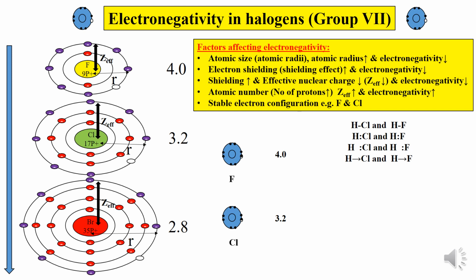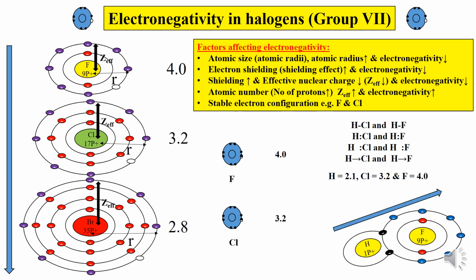So when you compare and contrast the hydrogen chloride molecule with the hydrogen fluoride molecule, you will find that fluorine, because of the factors I have discussed so far, attracts or pulls the shared pair of electrons closer to itself, leading to formation of a highly polar molecule.